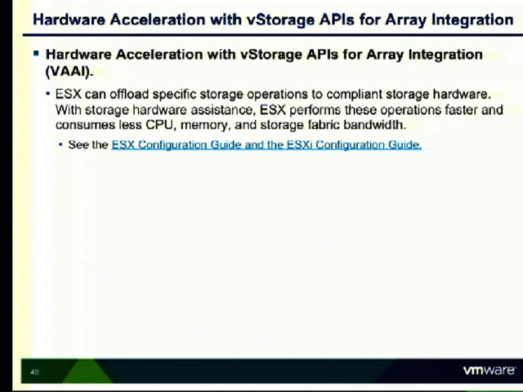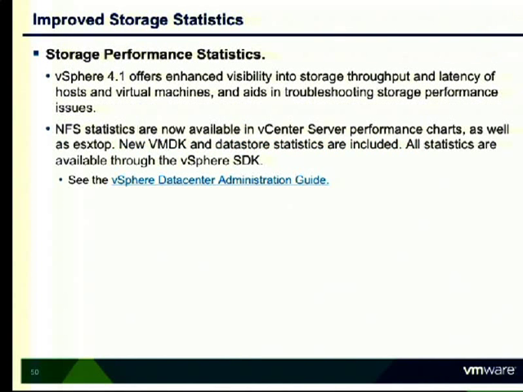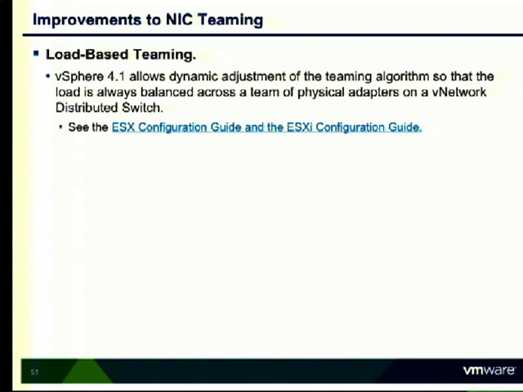Joey alluded to this, the VAAI, which is the ability for ESX to offload some of the work that it would do with storage to appropriately equipped storage arrays. If you're using NFS now, we can actually see NFS statistics inside ESX, which is particularly good news, giving us a better indicator of what's going on there. And also we've improved NIC teaming, so now we can do load balancing across a NIC team, which is good news too.